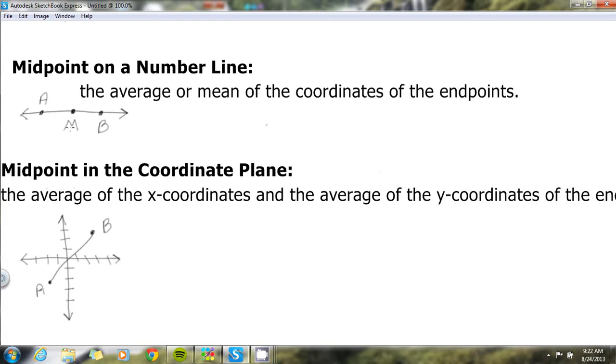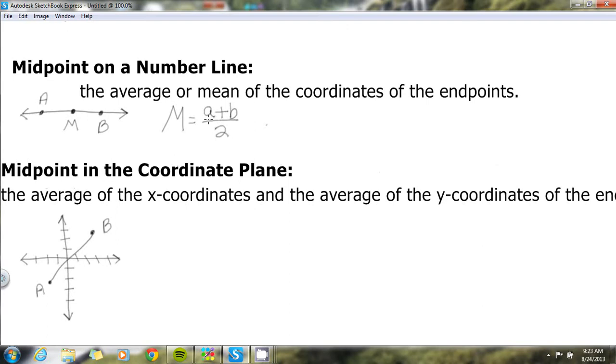So the formula that we can use for the midpoint of a segment on a number line is where we take the midpoint equals the coordinate of one endpoint plus the coordinate of the other endpoint divided by 2.